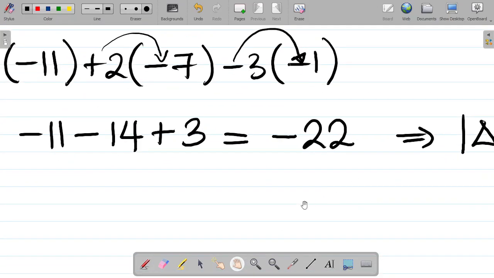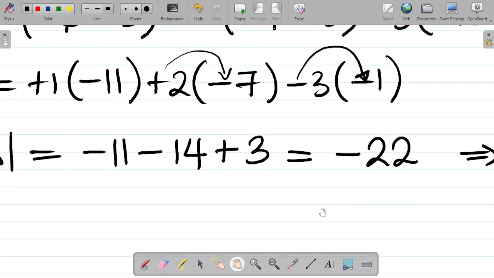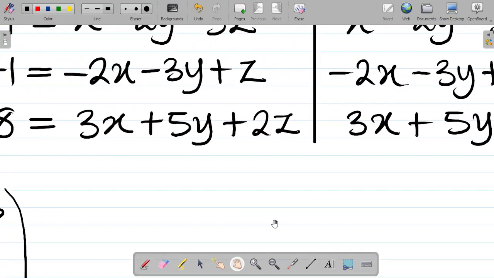Now, the next thing you want to get is something called lambda x. We want to get lambda x. Now, how do we get lambda x?